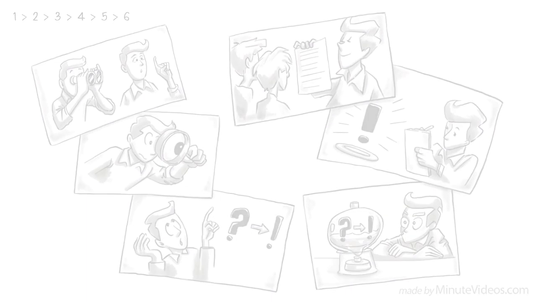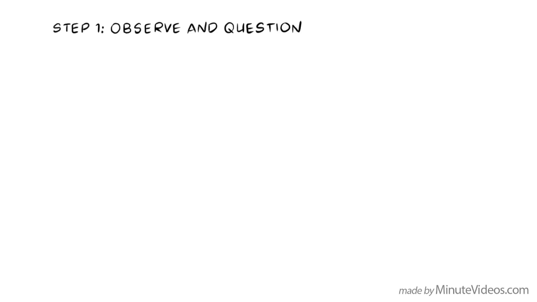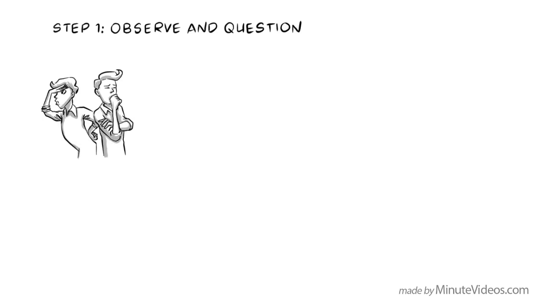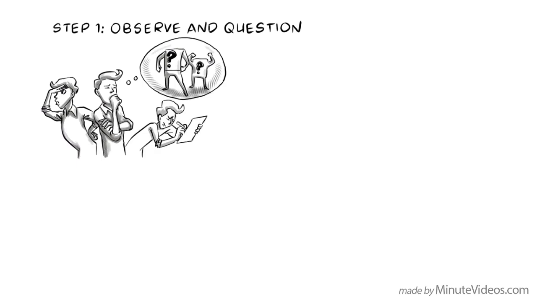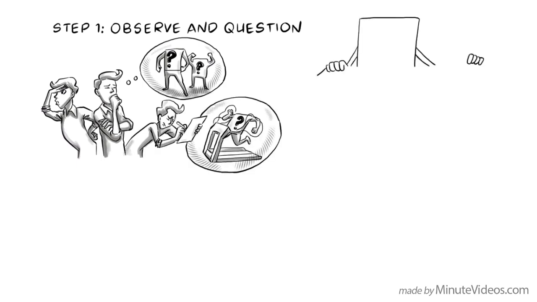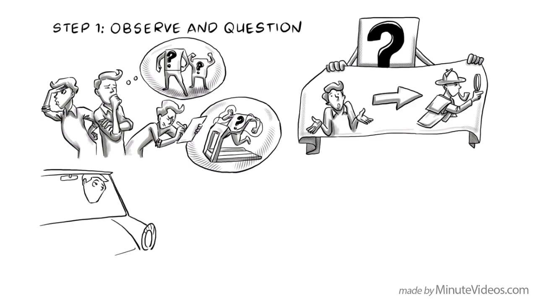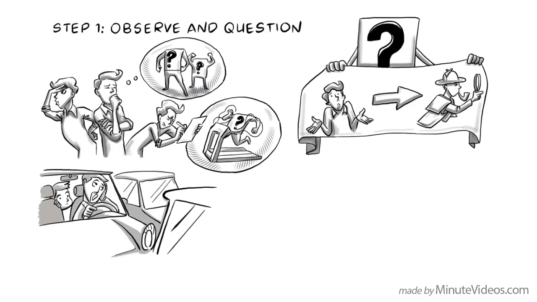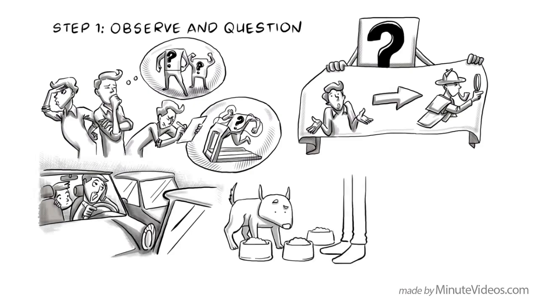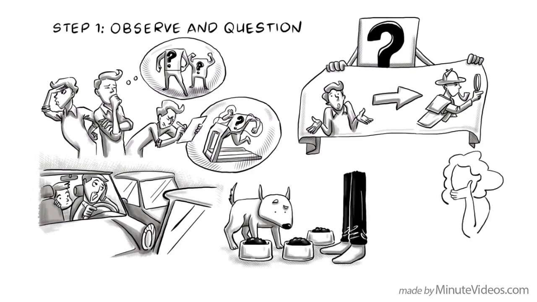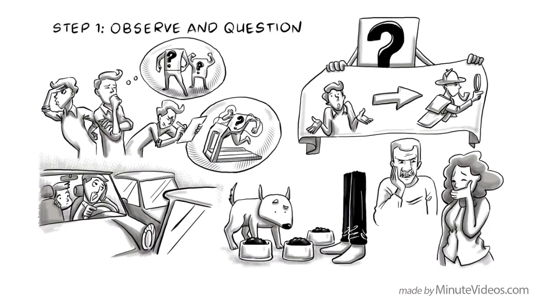Let's try. Step 1. Observe and question. Observation helps us formulate challenging questions that you will be able to test. A good question converts the natural sense of wonder into a focused line of investigation. When is the best time to drive to school? Which food is my dog's favorite? For example, if you observe that women smile more often than men, you might ask, why do women smile more often?